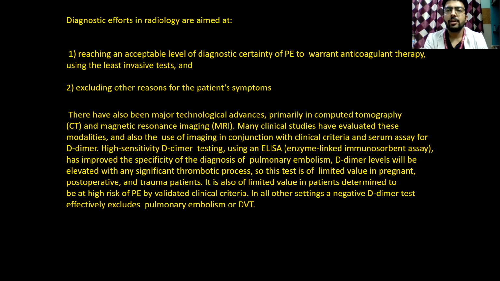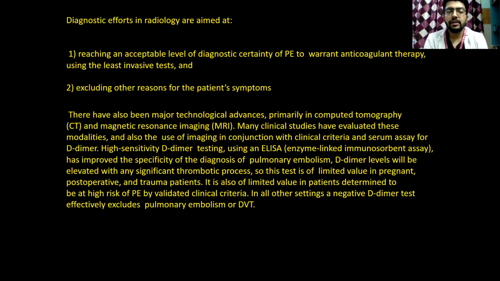The diagnostic efforts in radiology are aimed at reaching an acceptable level of diagnostic certainty of PE to warrant anticoagulant therapy using the least invasive test and excluding other reasons for the patient's symptoms. There have also been major technological advances, primarily in computed tomography and magnetic resonance imaging. Many clinical studies have evaluated these modalities and also the use of imaging in conjunction with clinical criteria and serum assay for D-dimer. High sensitivity D-dimer testing using an ELISA has improved the specificity of the diagnosis of pulmonary embolism.